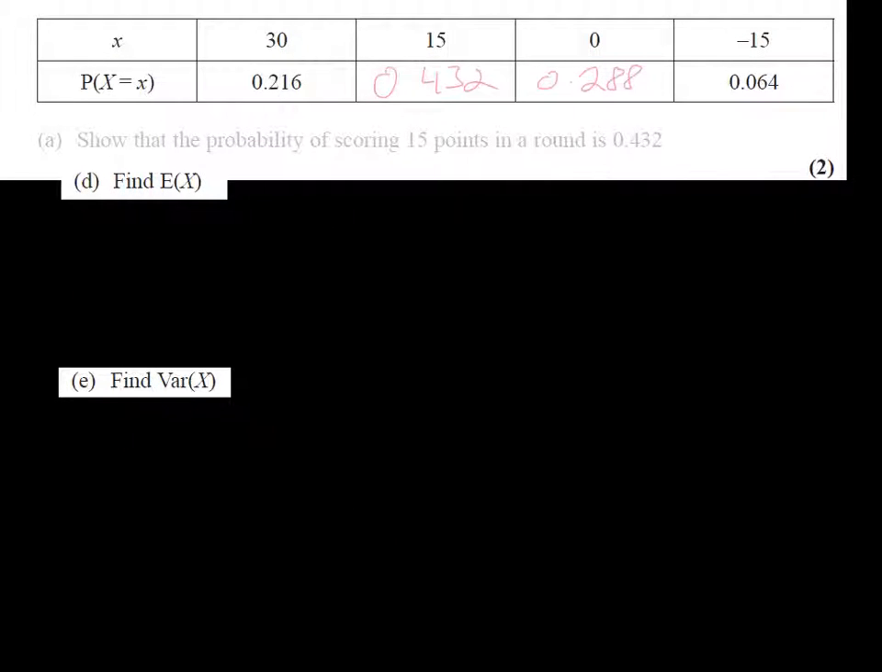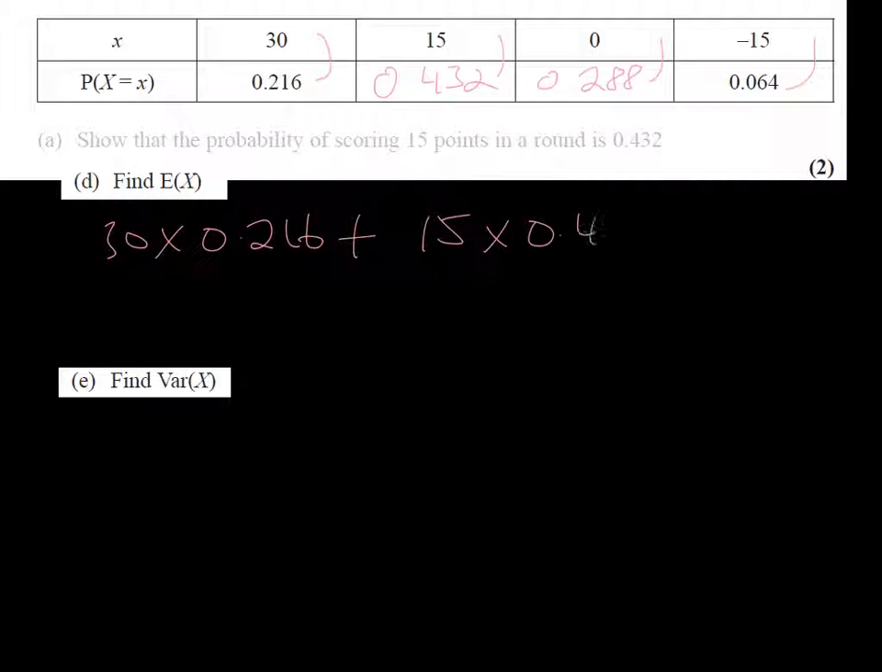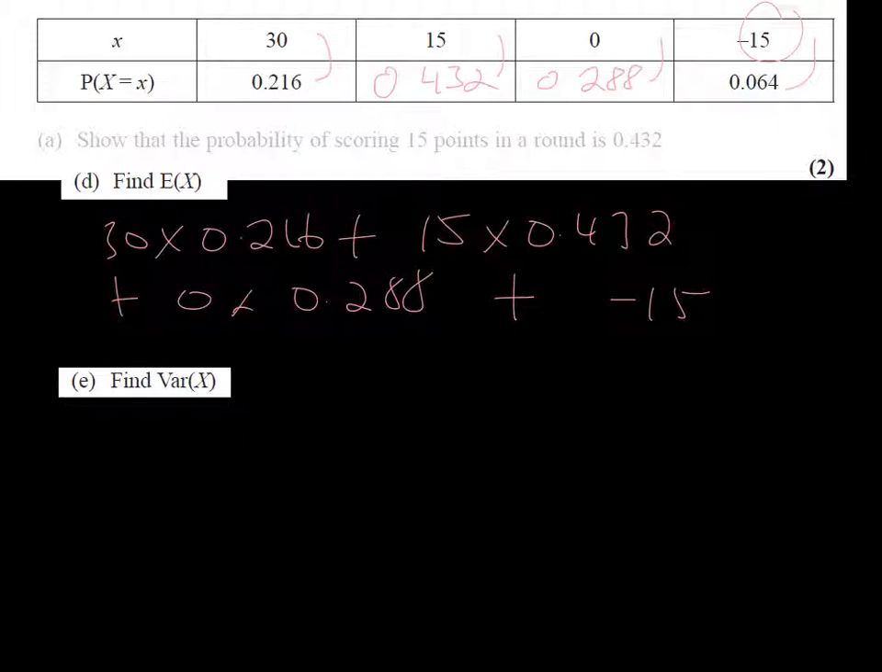In part D, we're asked to find the expected value for x. So when we are asked to find this value, remember we're going to take each value of x and multiply it by the probability that occurs, and then sum them up all together. So we're going to take here 30 and multiply it by 0.216, and to that we're going to add 15 times 0.432, and 0 times 0.288, and negative 15, just be careful with the sign here, times 0.064, and if we do that, we should get a value of 12.